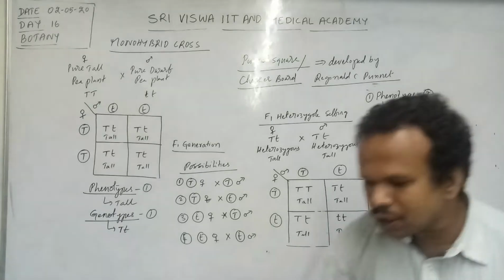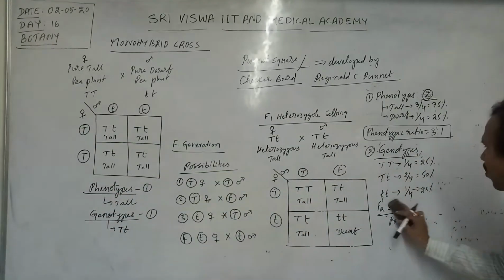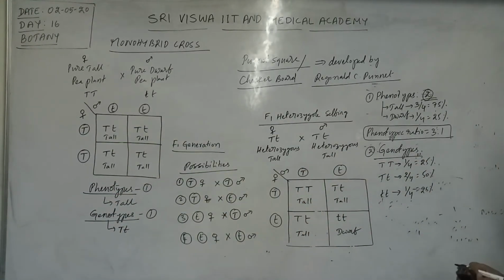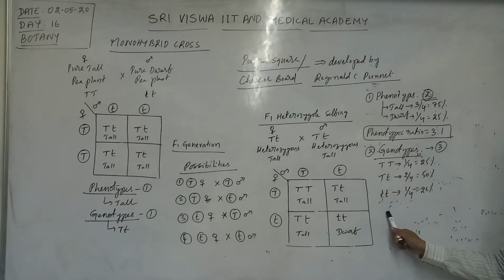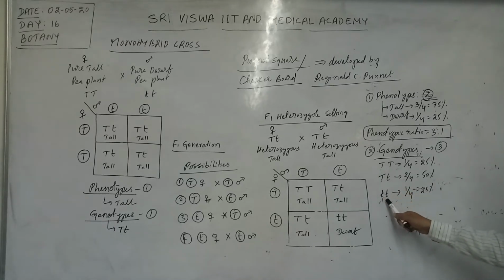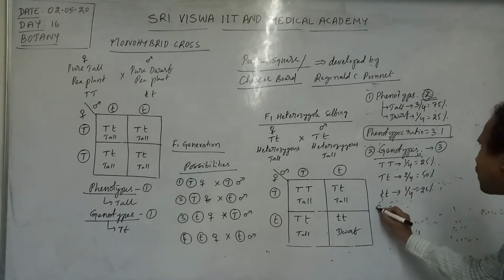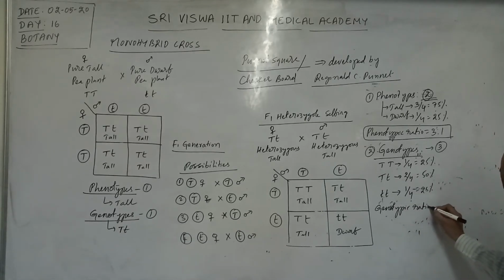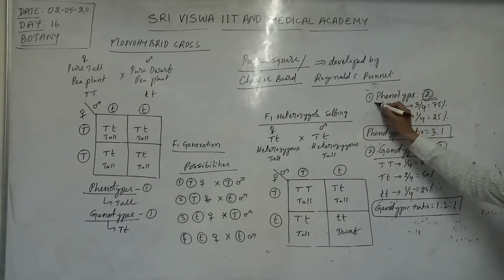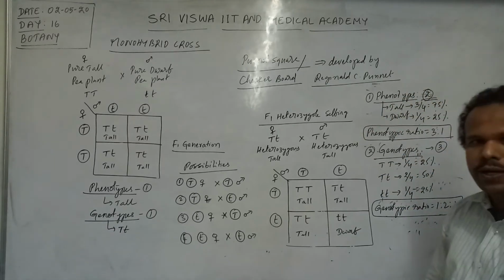So here genotypic ratio is, how many genotypes are formed in F2 generation? 3 genotypes. What are they? Homozygous tall, heterozygous tall, homozygous dwarf. Capital T, capital T, capital T, small t, small t, small t. So here genotypic ratio is 1:2:1. Very important. This is the final conclusion, the most important one with reference to the monohybrid cross.